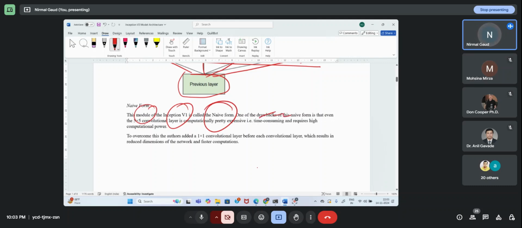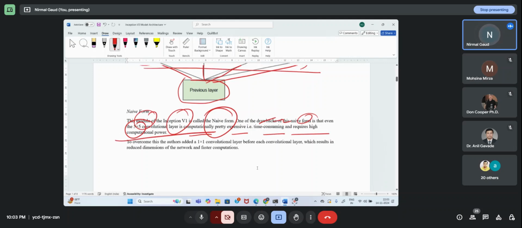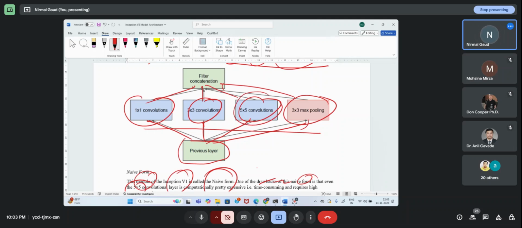One drawback of the naive form is that even the 5x5 convolution is computationally expensive, time consuming, and requires high computational power. I already told you, in VGG16, 3x3 filters were used. But if we increase the size of the filter to 5x5 or 7x7, this is not preferred. This is rare. Here in Inception V1, 5x5 was used.